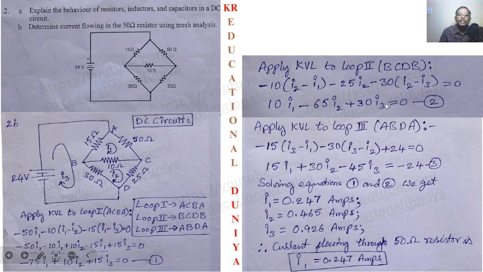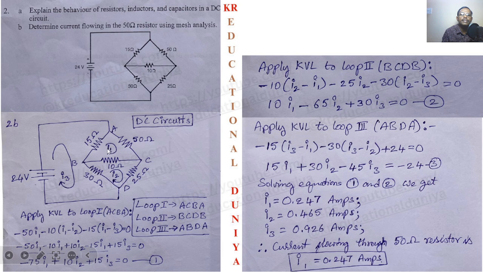Next, applying KVL for the loop A, B, D, A. That is the inner loop. We should not take A, C, D, A, because that is the outer loop. So you have to take the inner loop. From A I am starting. So minus 15. Now the main current is I3.